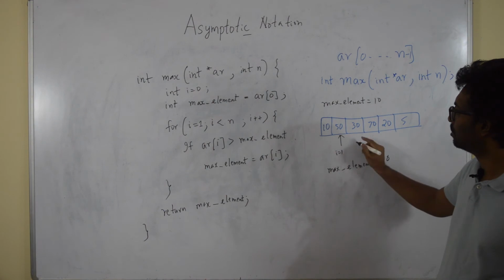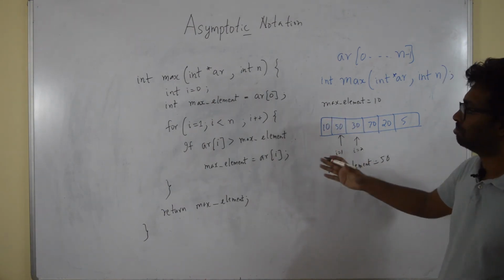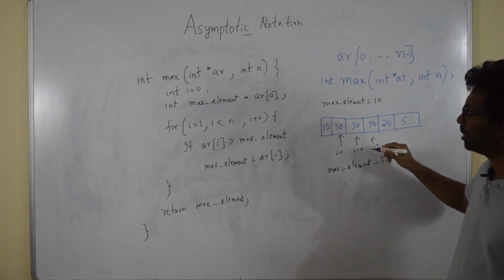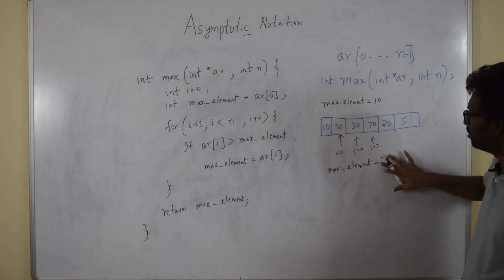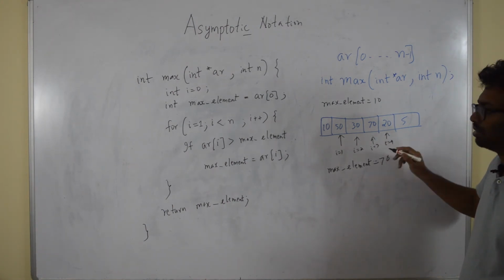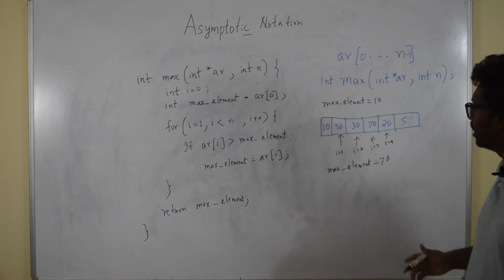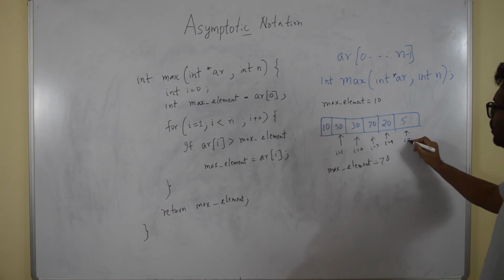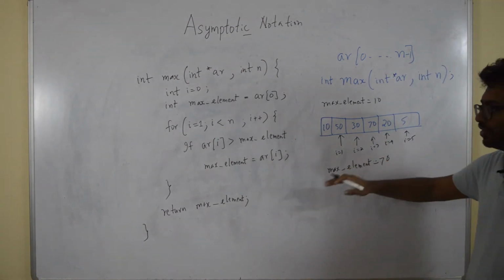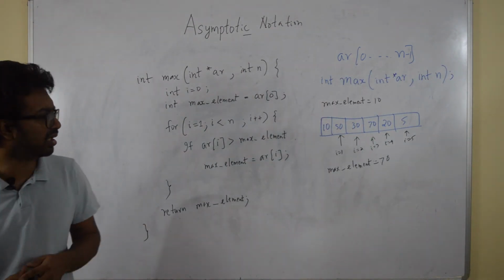I move here. Next in the for loop iteration, I is equal to 2. This condition is false. Nothing happens. I come here, I is equal to 3. Yeah, the condition is true. The max element changes to 70. Right. Next we go to I is equal to 4. The if condition is false, so nothing happens inside, and then it changes to I is equal to 5 and nothing happens again. Okay, and that's for the max element. We get it as 70 and we just return it. Good. So this algorithm seems to be working correctly.